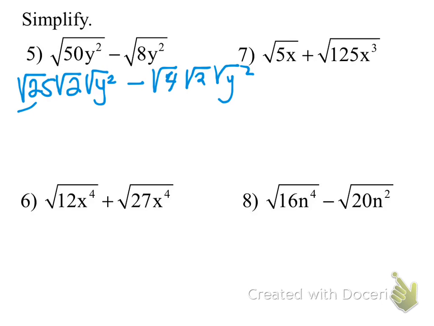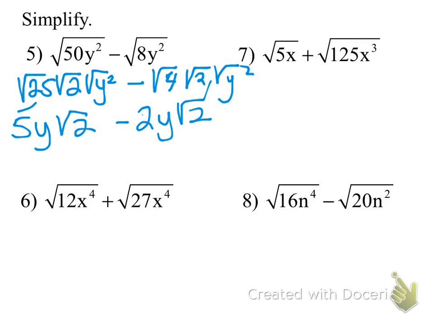Okay, the square root of 25 is 5. Can we take the square root of 2? And what's the square root of y squared? 5y. But I'm left with a radical 2. Minus 2y radical 2. So altogether, what does that make when I combine my like terms? 3y radical 2. Beautiful. 3y radical 2.